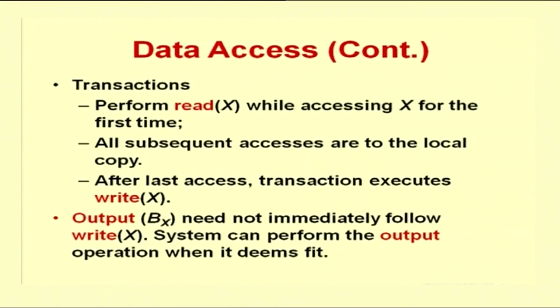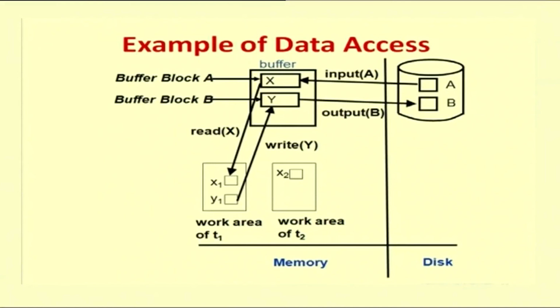Now we have three levels: one is data, then block, and then the transfer to the main memory or disk. Perform read x while accessing x for the first time and all subsequent accesses are to the local copy. Why are we doing this local copy? So that after the last access the transaction will execute write x, this we have seen before. After this write operation we are writing it into the buffer, and if the buffer becomes full, it will be put into the main memory, physical memory. So, we are just connecting the three operations.